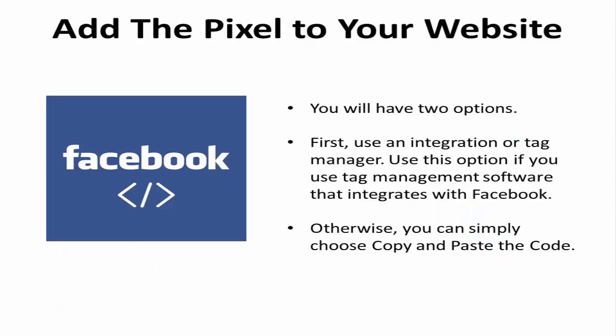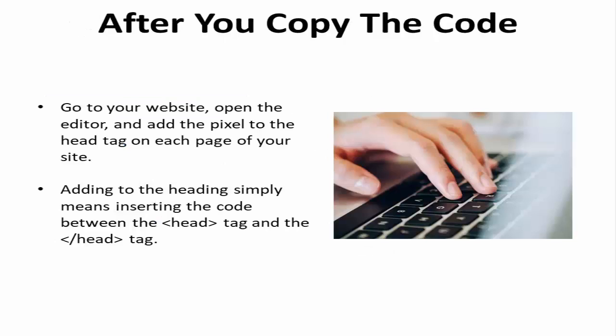The next step is to add your newly created pixel to your website. You'll have 2 options. The first is to use an integration or tag manager, and you should choose that option if you use tag management software that integrates with Facebook. Otherwise, you can simply choose to copy and paste the code. Once you've copied the code, go to your website, open the editor, and add the pixel to the head tag on each page of your site. Adding to the heading simply means inserting the code between the head tag and the end head tag. Unless you're using a template, you'll need to add it on each page of your site.